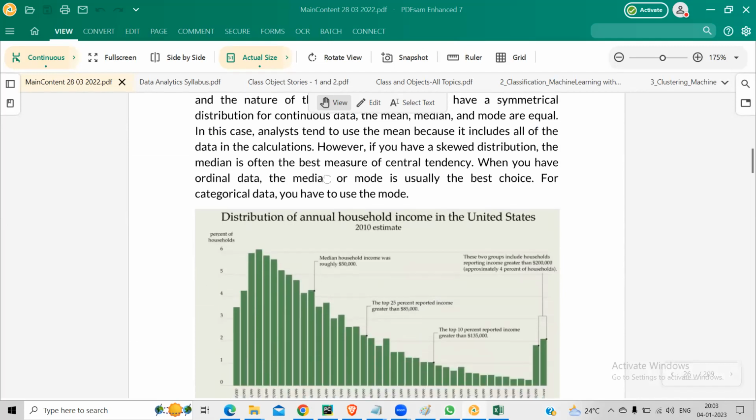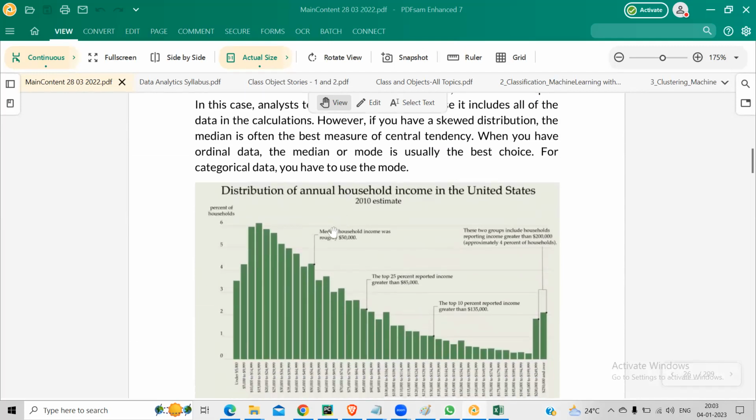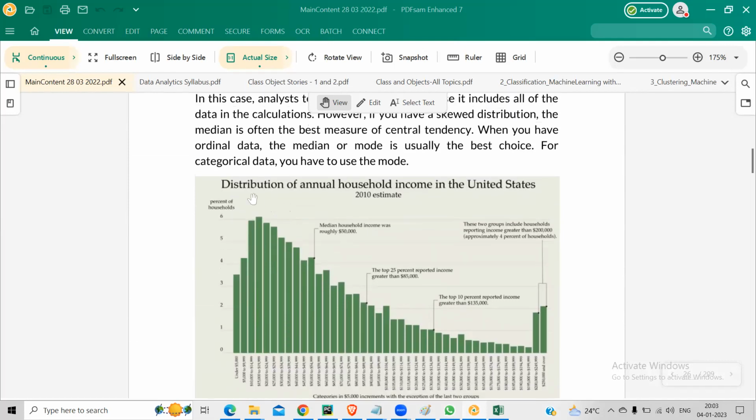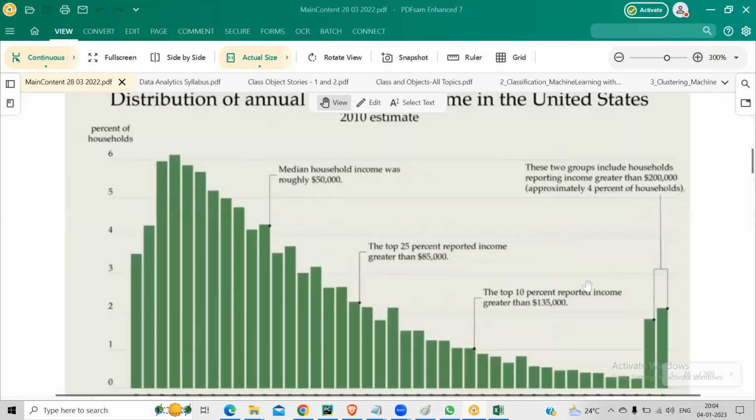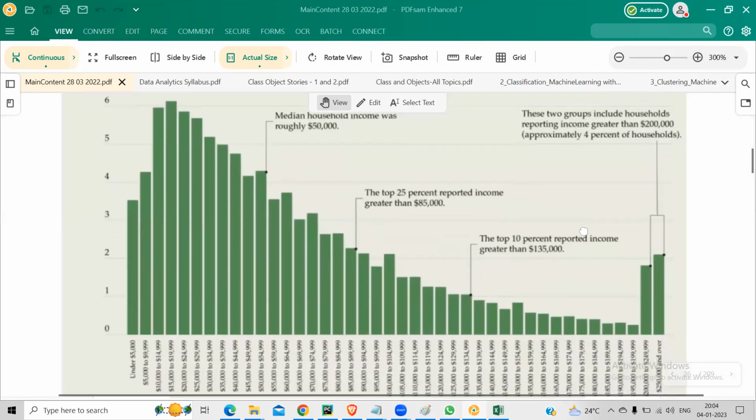Yes. Okay. One last exercise we'll do before we end the day. So this is your distribution of annual household income in the US, 2010 data. So what does this data tell you? Forget about the numbers. By looking at it, what does it tell you? What could be the mean, median, mode? What's your guess?